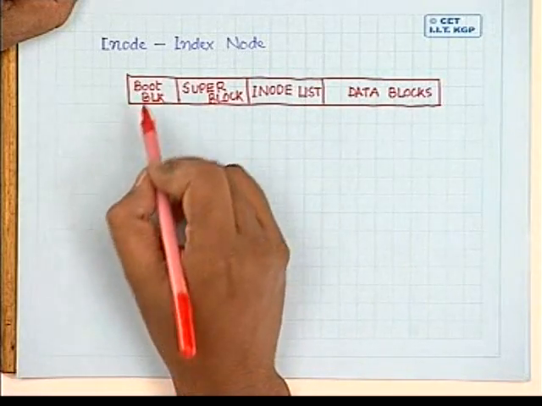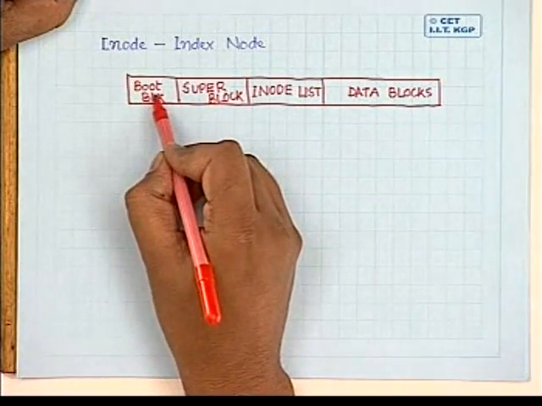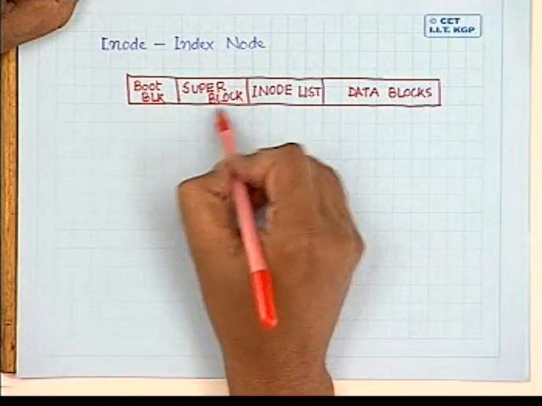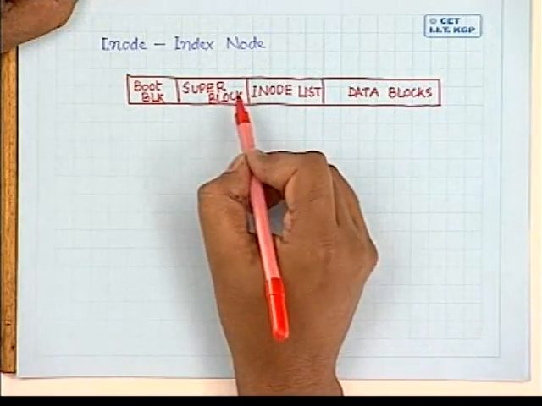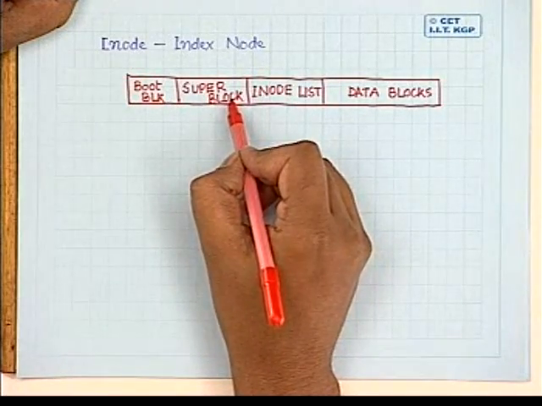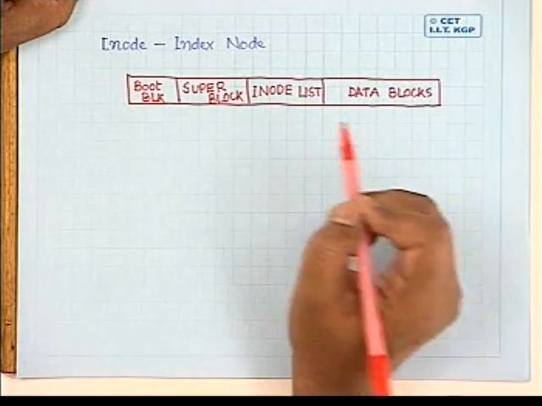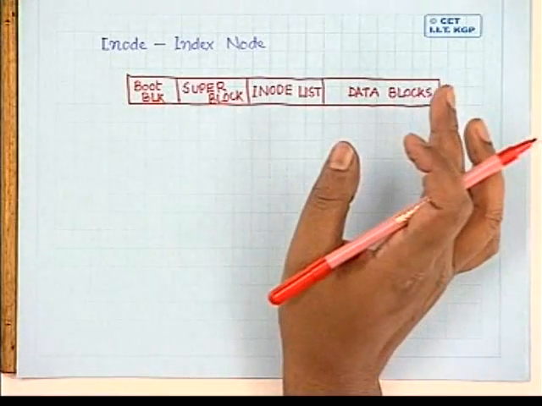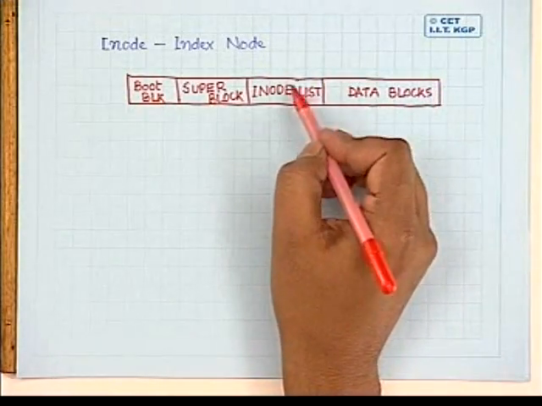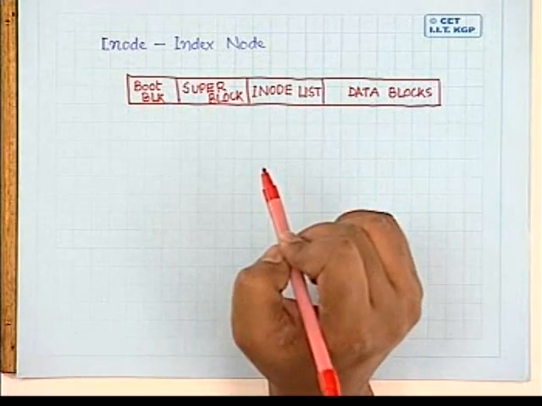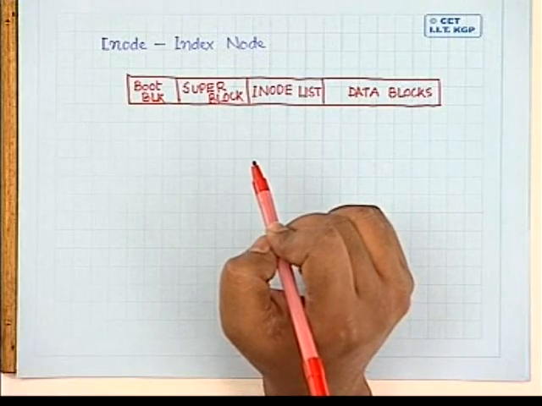We have initially a block which is called a boot block that contains the boot volume. Following that, we have one or more blocks which are called the super block. This super block contains the state of the file system. Following that, we have a number of blocks, maybe one or more, depending upon how big the file system is. So as I said, on the file system, for every file as well as for every directory, we will have an inode. Okay.